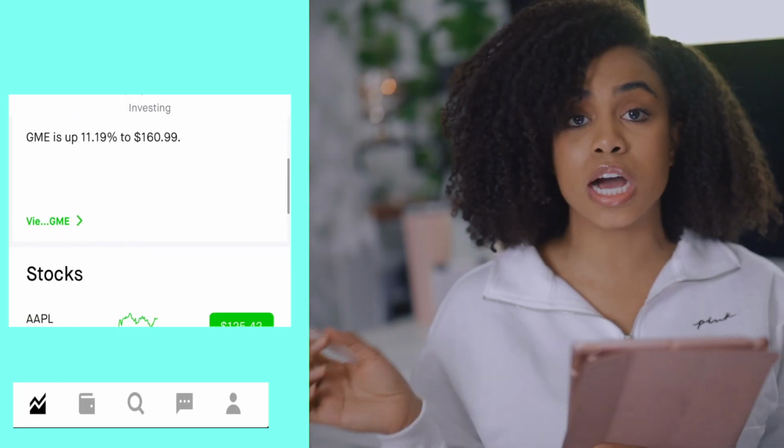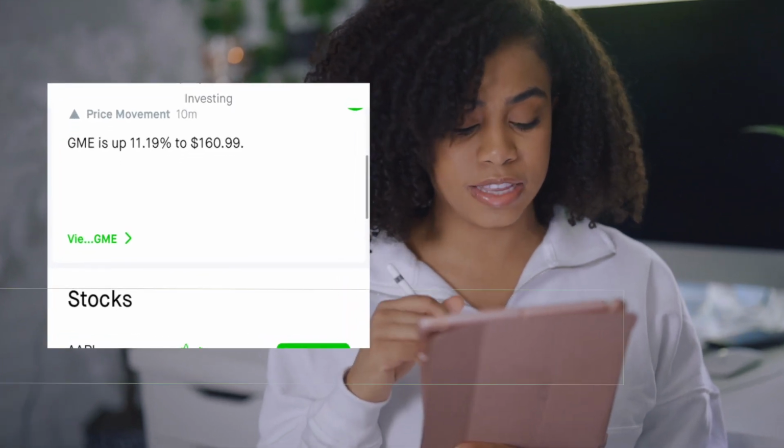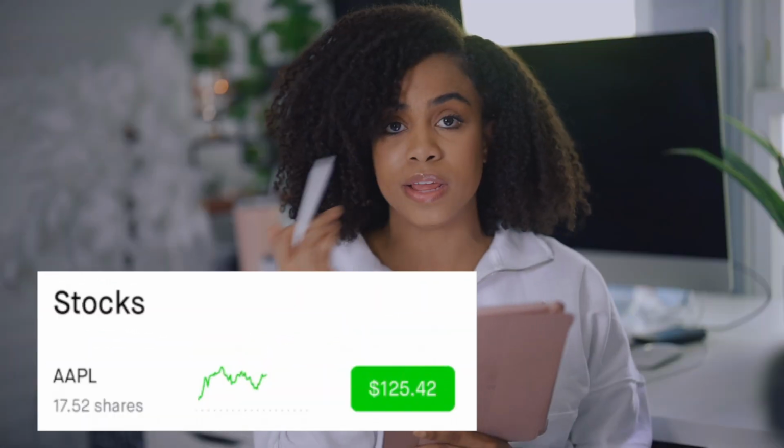You can see all the stocks that you have purchased on this case. Right here, it's showing that currently in this app, I have 17 shares of Apple at $125 per share. I'm going to go over how to purchase your first stock. So the third icon from the bottom is the search icon.